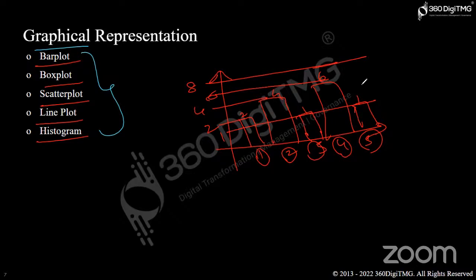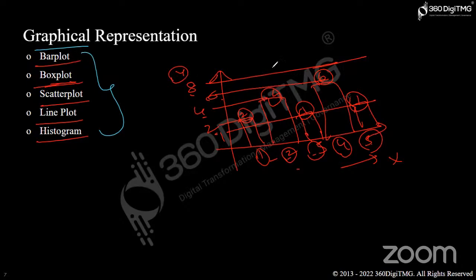So 2 chocolates, 4 chocolates, 1 chocolate, and he's getting 6 chocolates, and he's getting only 1 chocolate. From this graph, we can understand how the x-axis and y-axis are related, and you can understand what the values are with respect to the change in units. So this is bar plot, where you will be having a bar.